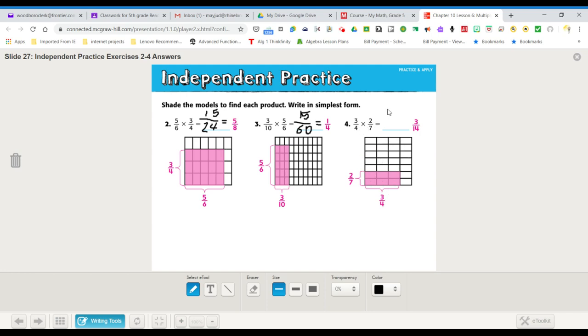As you look up here, 3 times 2 is 6, 4 times 7 is 28. They got 3/14 because the greatest common factor they divided by was 2. 6 divided by 2 is 3, and 28 divided by 2 is 14.